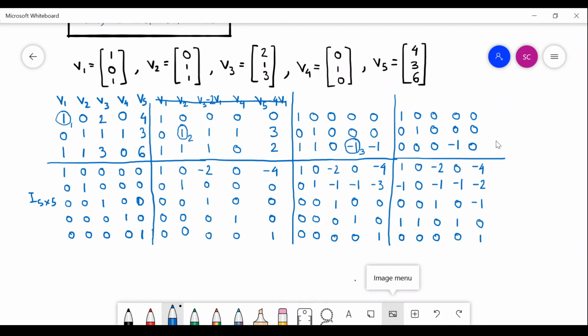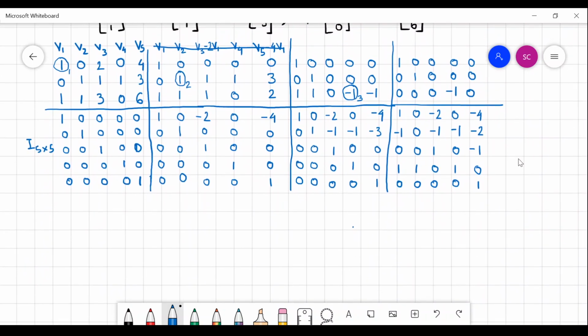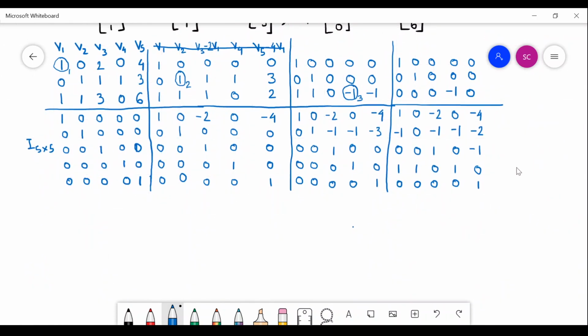Now, is there any option to choose further pivot elements? No. So when we stop having pivot elements with us, we stop this operation. So the operation stops when we don't have any further pivot elements to choose. Now we landed with this chart. And what does this chart say?